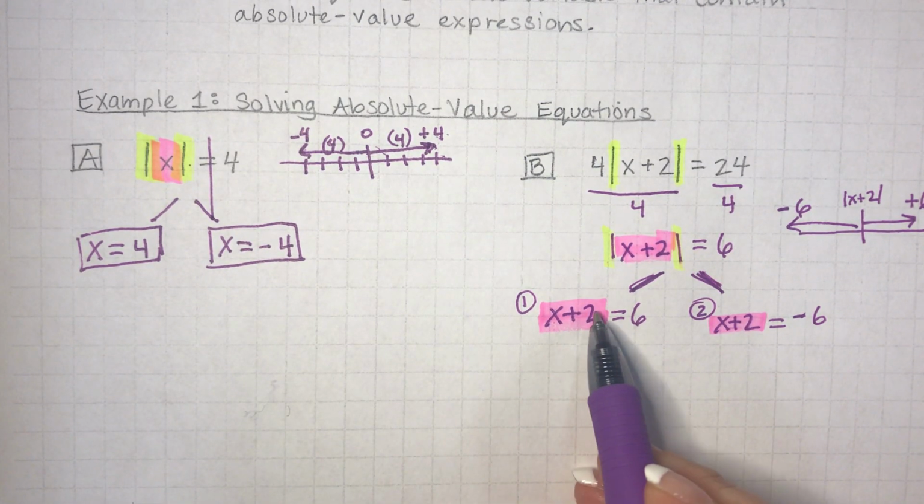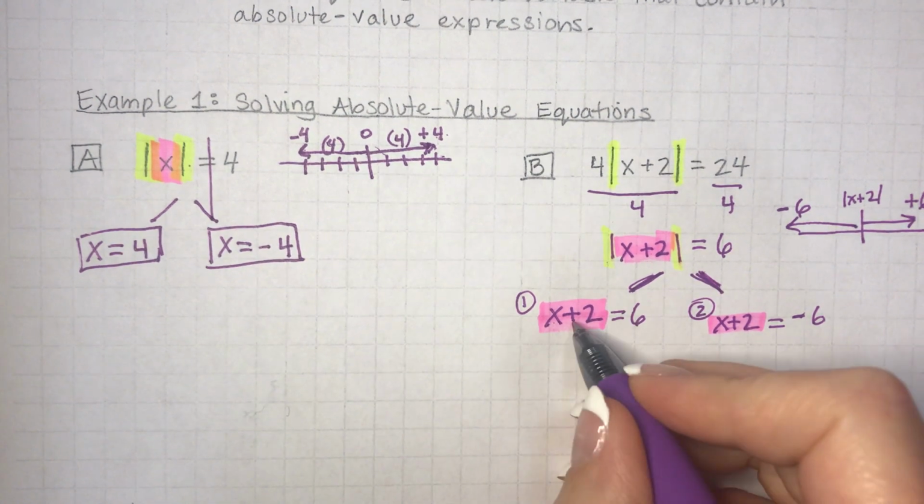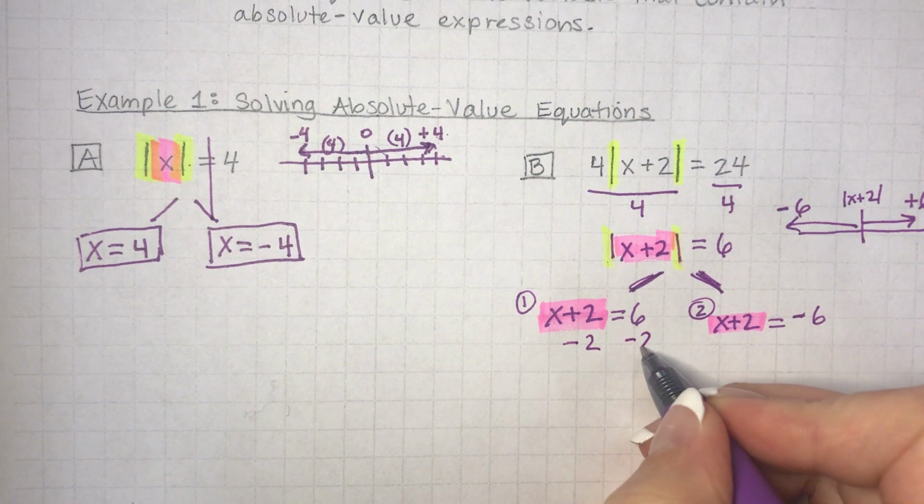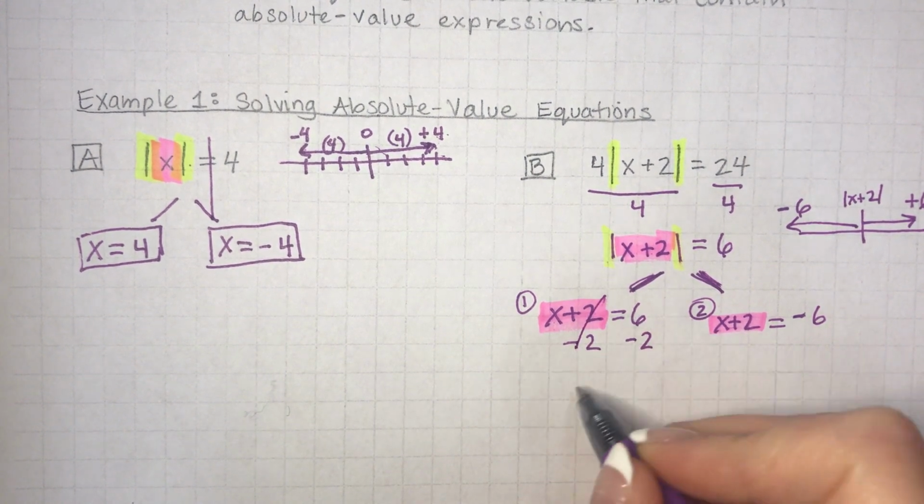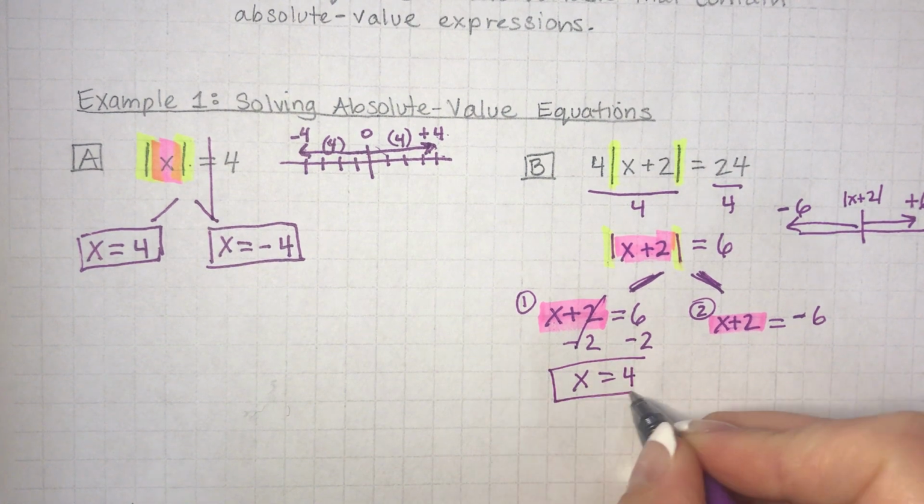What's around x? Well, there's a 2. How is it related? Through addition. So we're going to do the inverse operation of addition, which would be subtraction. We're going to subtract 2 from both sides. That cancels to 0. We're left with x equals 6 minus 2, which is 4.